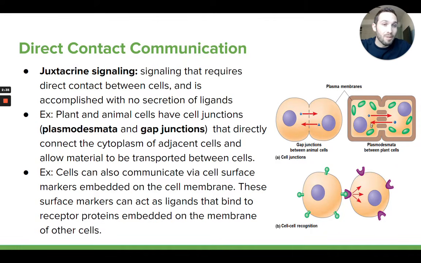Same thing with plant cells. Plant cells have something called plasmodesmata, which is a type of cell junction between adjacent plant cells where they have open channels between the cytoplasm of both of those two cells. And so that again can allow signaling molecules like ligands to directly diffuse between those cells, which can trigger certain forms of communication between those cells. So again, that's through direct contact, like those cells are physically in contact with one another.